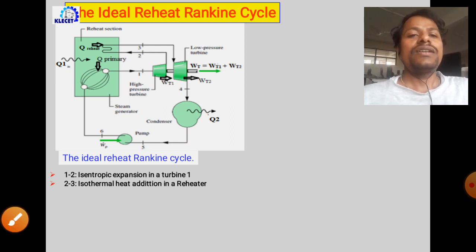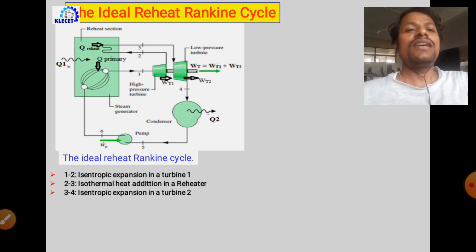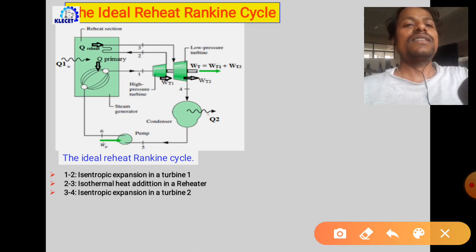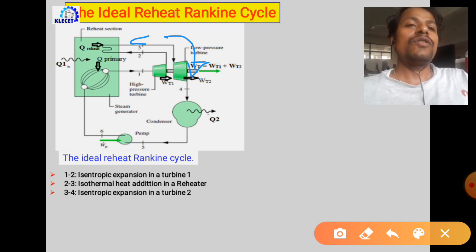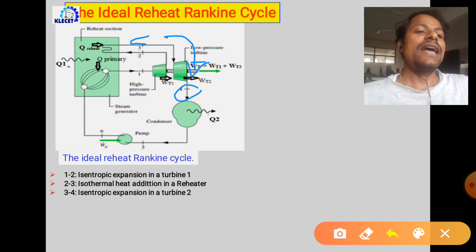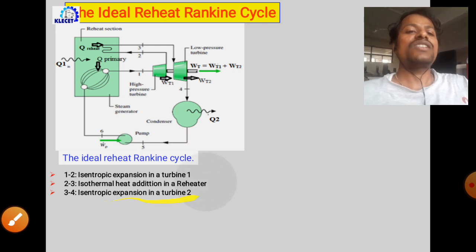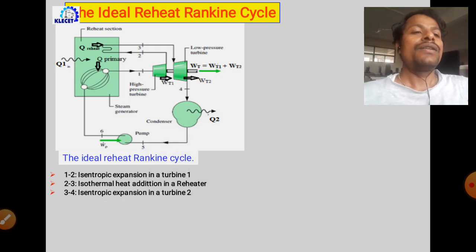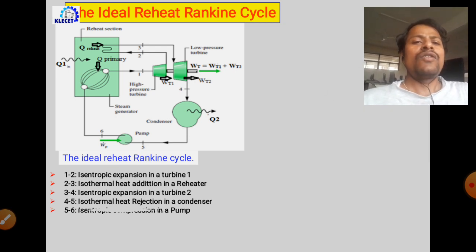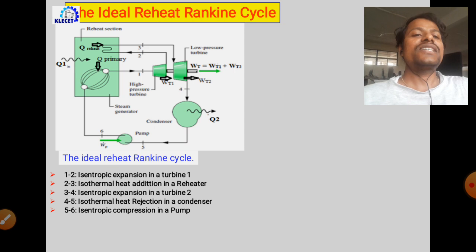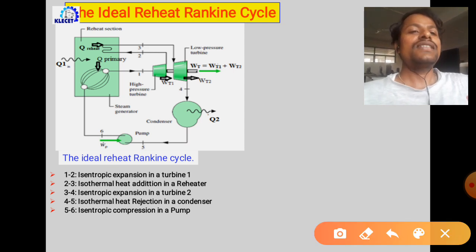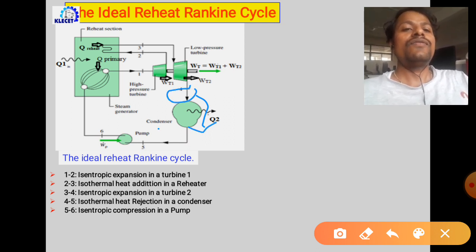The next process is 3 to 4. From state 3 the steam enters the second stage of the turbine. So 3 to 4 is again isentropic expansion inside turbine stage 2. The next process is 4 to 5, which is heat rejection inside the condenser. Inside the condenser we are rejecting the heat energy, from 4 to 5.